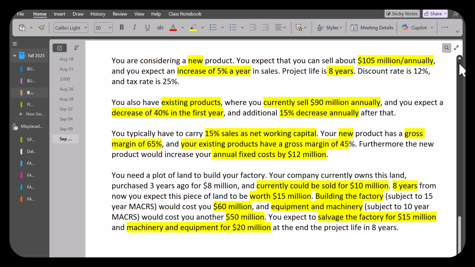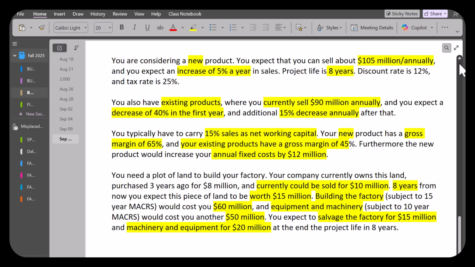Now, to put the project in place, you need a plot of land to build your factory. You're lucky, your firm already owns such a plot. They bought it 3 years ago for $8 million. And today, if they decided to sell it, they could sell it for 10 million. If you get to keep this piece of land 8 years from today, you think you could sell it for 15.